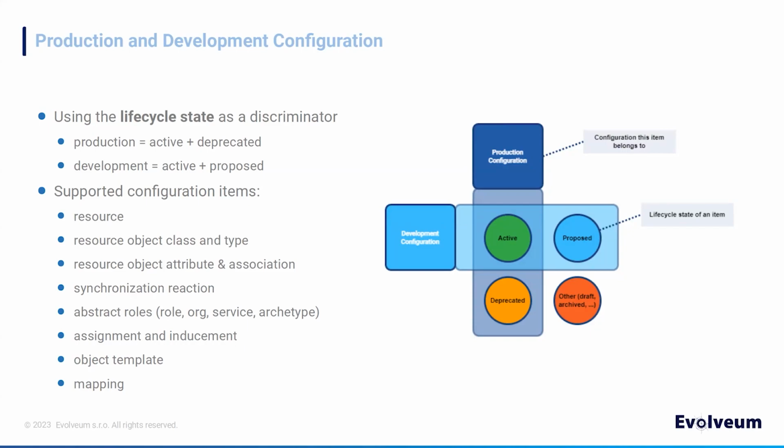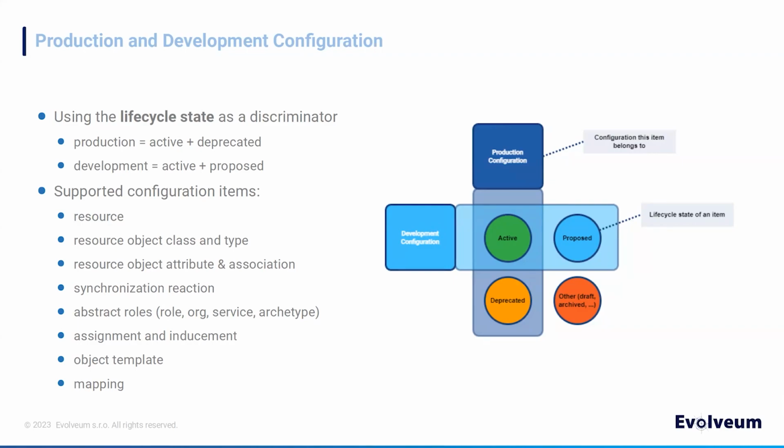A user can be in an active state, like when they are a current employee, or they can be in a suspended or archived state, like when they are on parental leave or have left the company for good. But the configuration items have their own life cycle too. For example, a resource definition is first prepared, then tested, put into production use, eventually phased out, and finally decommissioned. And this can be reflected by the lifecycle states of draft, proposed, active, deprecated, and archived.